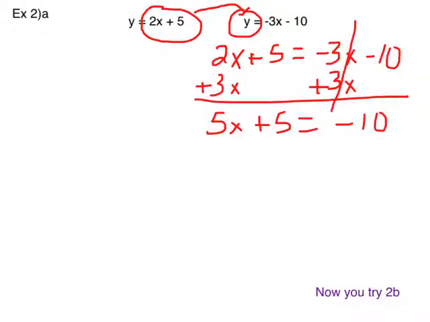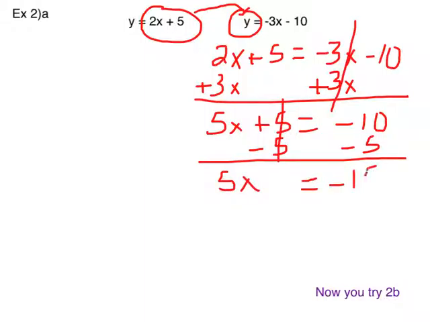I got my x's all on the left now, so it's time to move that 5. You could have done that in the last step if you're getting really good at these and do it all at once. So 5x, these cancel, equal negative 15. And your last step, divide by 5. So x turns out to be a negative 3.